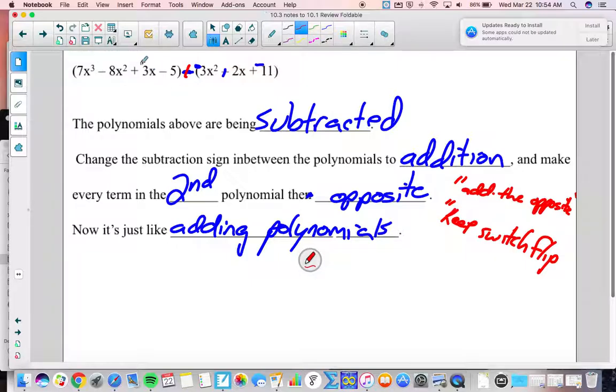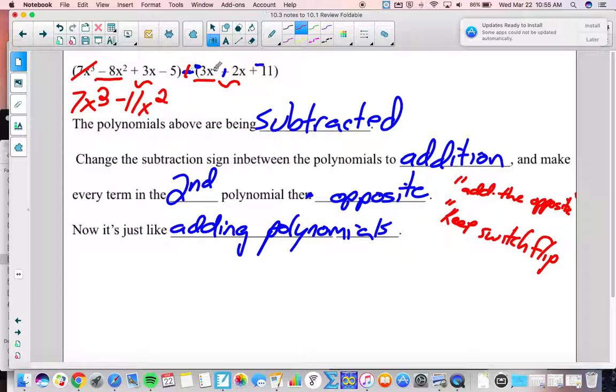So here we go. I don't see any other 7x to the thirds. Then I see negative 8x squared and negative 3x squared. That's a negative 11x squared. So I added negative 8 and negative 3, comes negative 11. I bring that ending down.